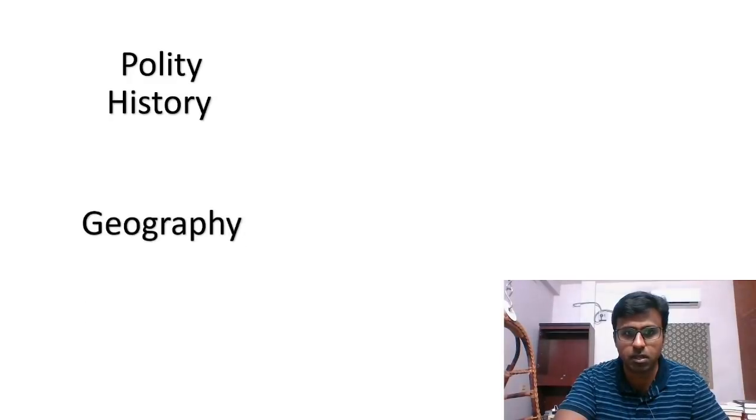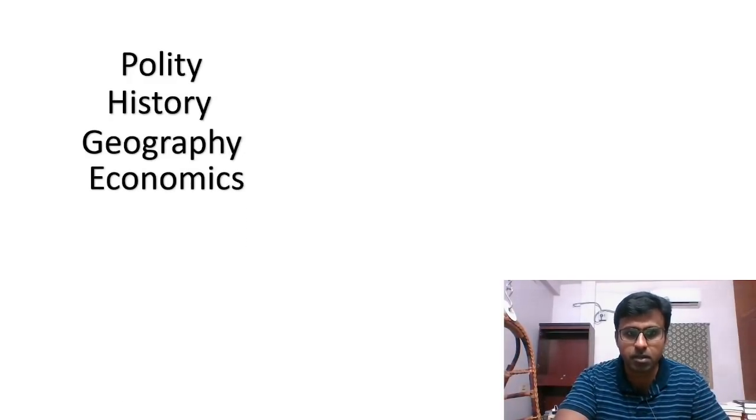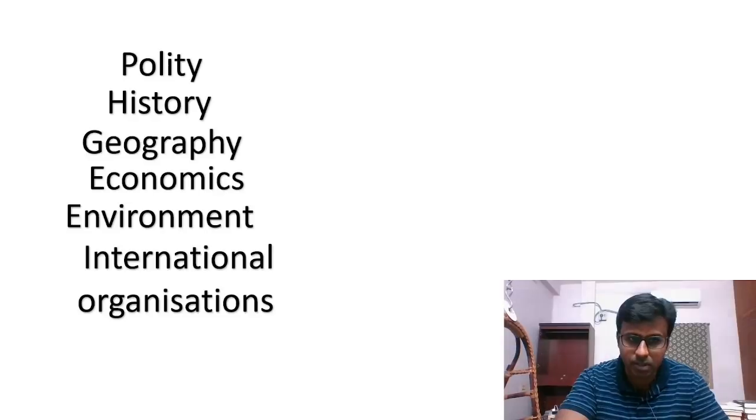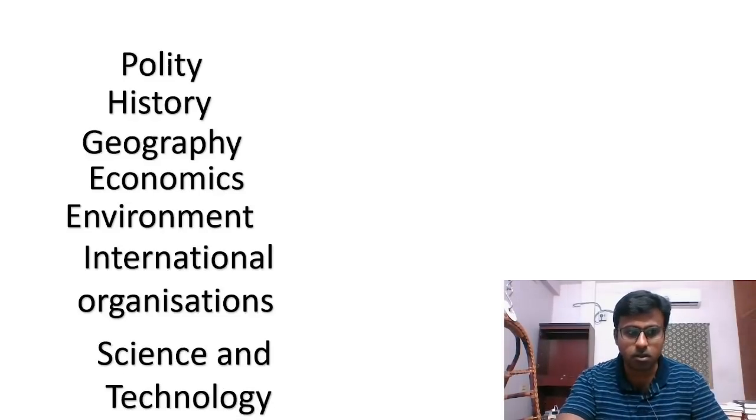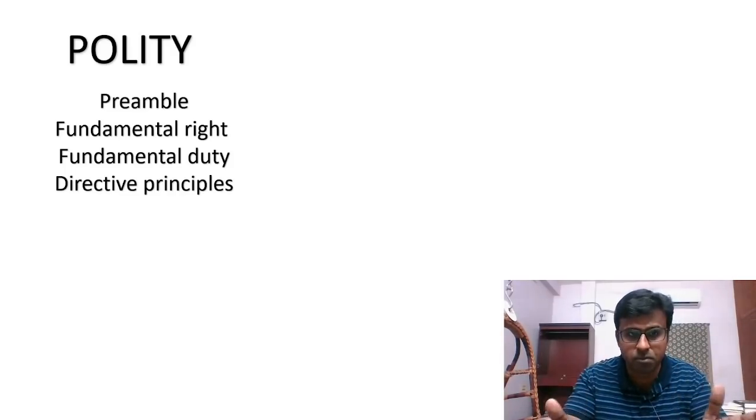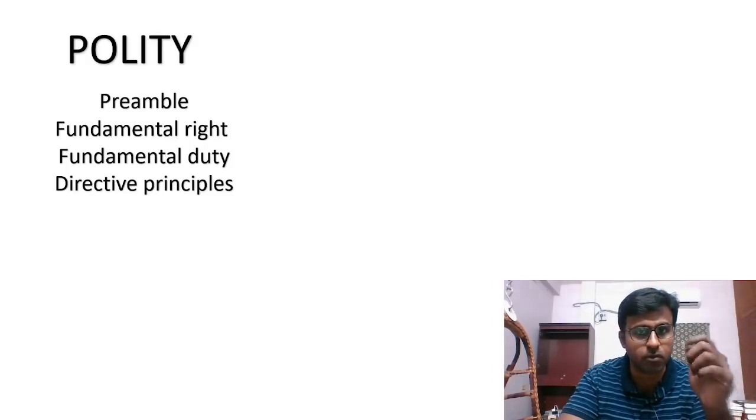If you ask me, there are 10 or a maximum of 7 key areas for clearing prelims that you should know very well before going into the examination hall. The key important areas are: first is polity, and then history, geography, economics, environment, international organizations, science and technology. And in polity, for example, the preamble, fundamental rights, fundamental duties, directive principles: without this you cannot show me a question paper.